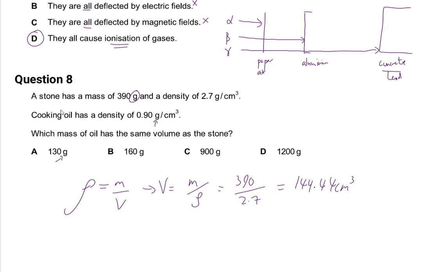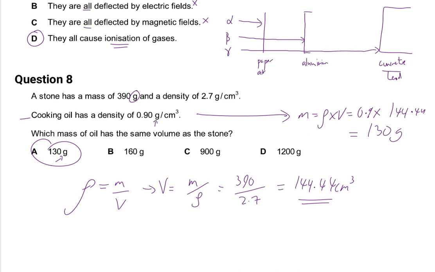And then what do I need to do? Then it tells me about the cooking oil. This time it's the same thing again. I'm looking for the mass. Mass would be density times volume. Now the density of oil is 0.9. The volume is going to be the same. So 144, and this will be 130 grams. So the answer is going to be A in this case.